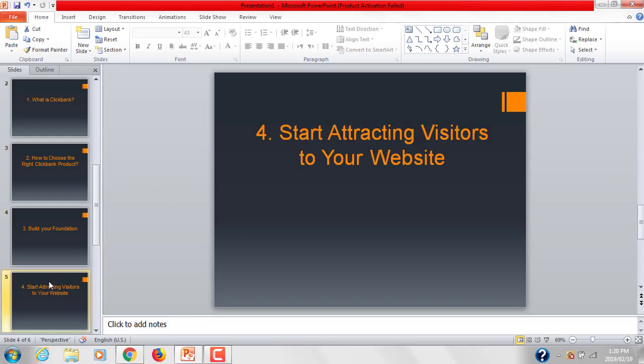Build your foundation. Start attracting visitors to your website. I have already covered this, but again, how could you attract visitors? The only answer is by producing useful content for your website. The more keywords, the more topics you cover on your website, the more visitors you could expect for your business. And the more visitors for your business, the more revenue you could earn from those visitors.